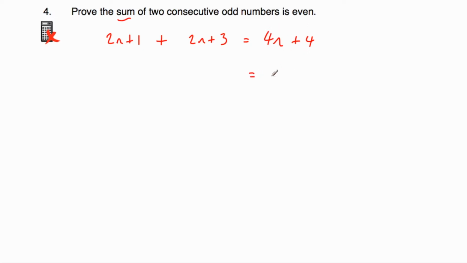I like to factorize and take 2 out, so it's 2 times something. So let's factorize it, so let's take 2 out. And then divide both of these by 2, we would get 2n plus 2. So it's 2 times something, so therefore it's even. So let's write that down. So I've written therefore the sum is even because we've got 2 times something.